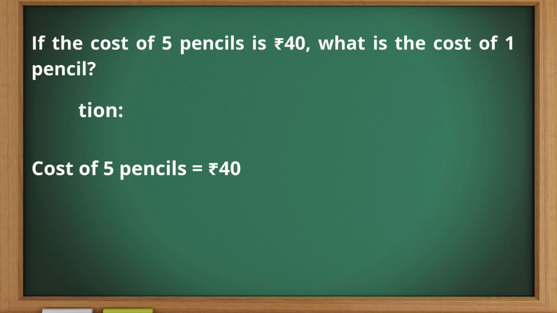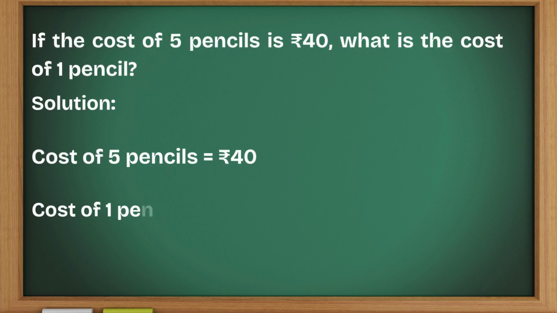Then what do we do is, we actually find out the cost of 1 pencil. So from 5 pencils we come down to 1 pencil. So what do we do? Cost of 1 pencil will be rupees 40 divided by 5, which is equal to rupees 8. So see, if we are bringing down a particular item from a many to a one, we always divide.